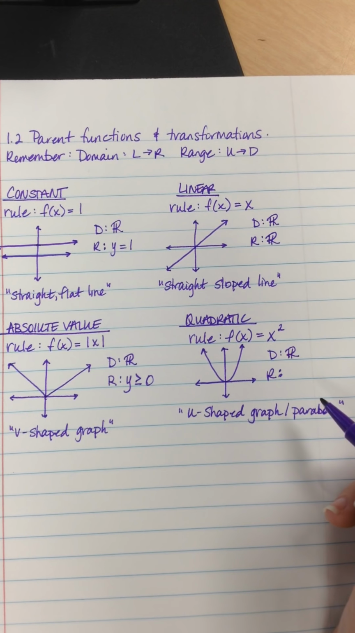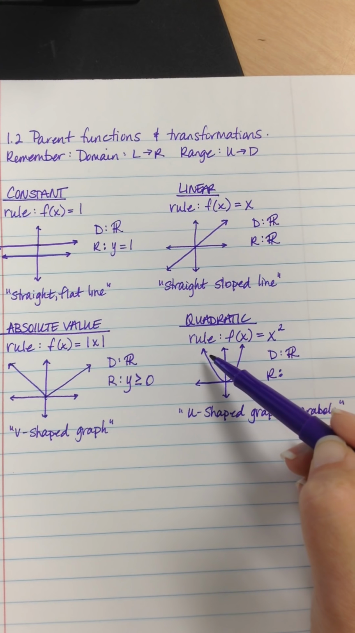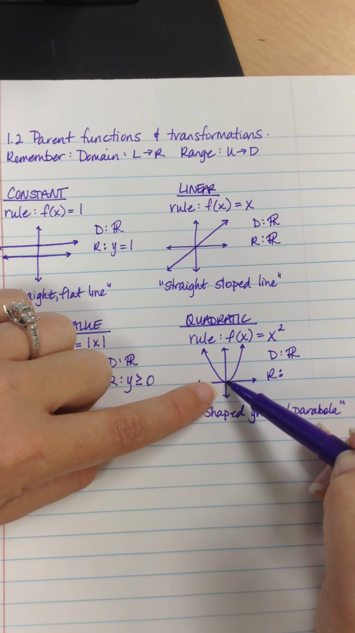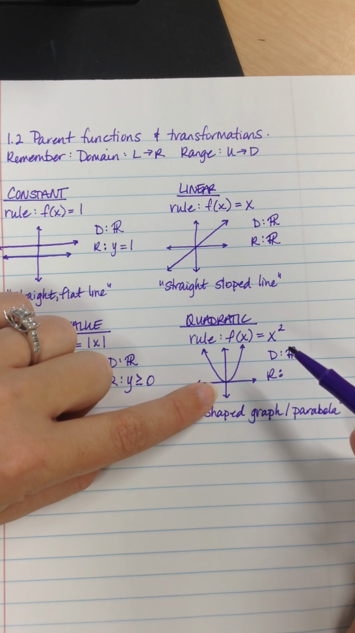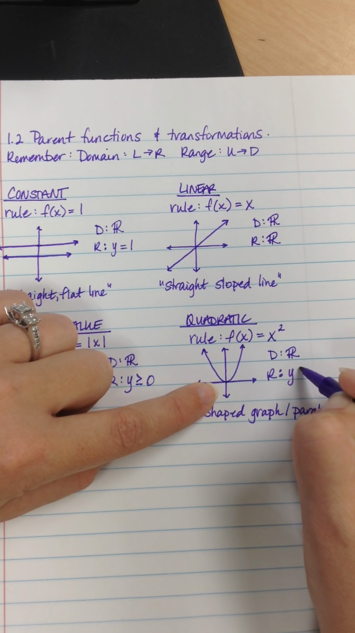The range, we are following the graph up and down. So if we follow the graph up, you will see that it does go up forever. However, when we start to follow the graph down, it does not go down forever. It stops going down at 0. So your range, again, that's your y, are all greater than or equal to 0.